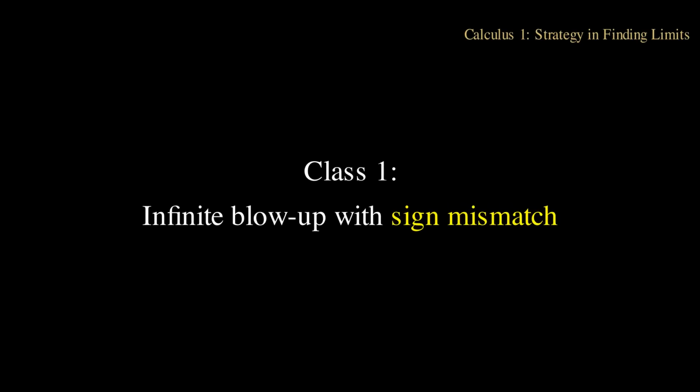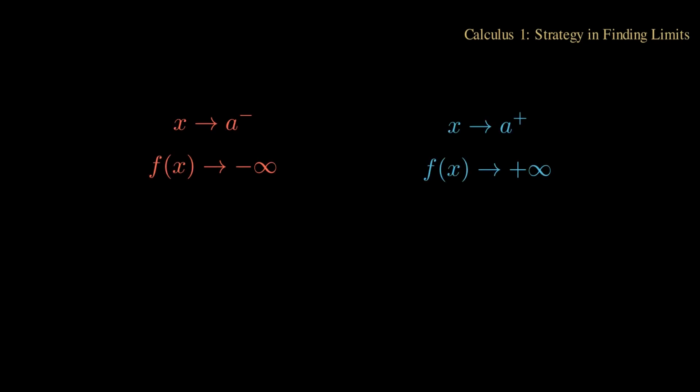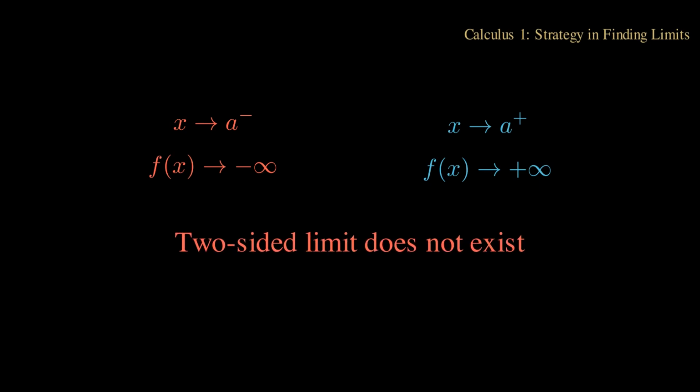Two classes of limits fail to exist, and you must be able to identify both immediately. The first class, infinite blow-up with sign mismatch. We just saw this. When the left-hand and right-hand limits both go to infinity, but in opposite directions, one positive, one negative, the two-sided limit does not exist.